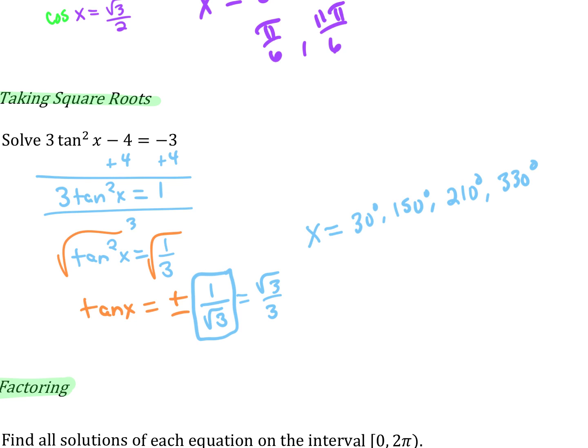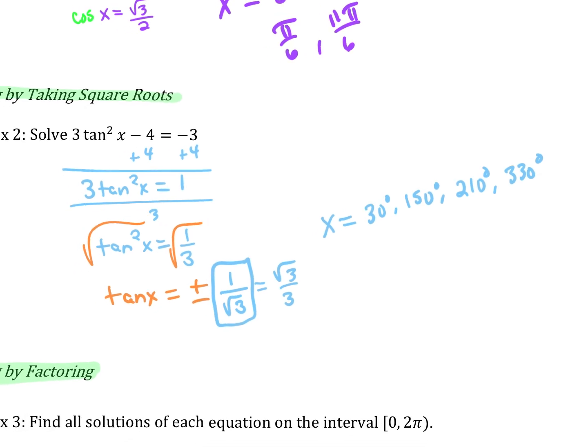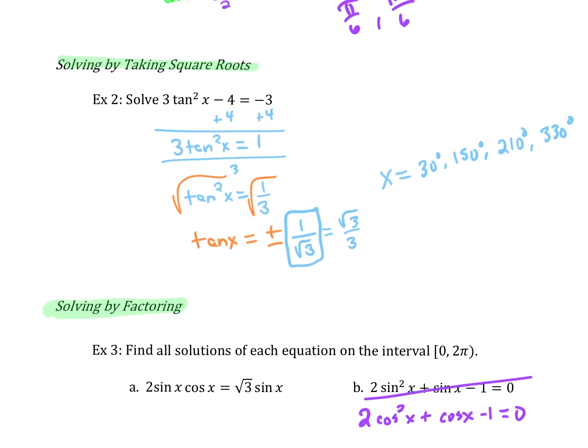There you go. Excellent. So you have to remember, if you are square rooting both sides in order to solve, you have to consider the positive and the negative. Okay? In some instances, you are going to have to factor. And sometimes it's just factoring a GCF. Sometimes it's a little bit more involved than that.